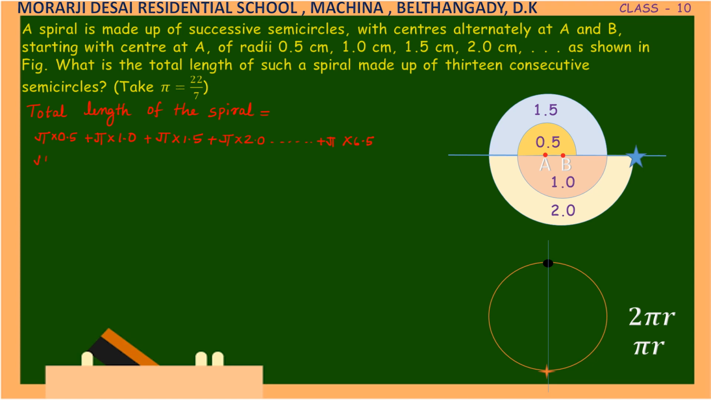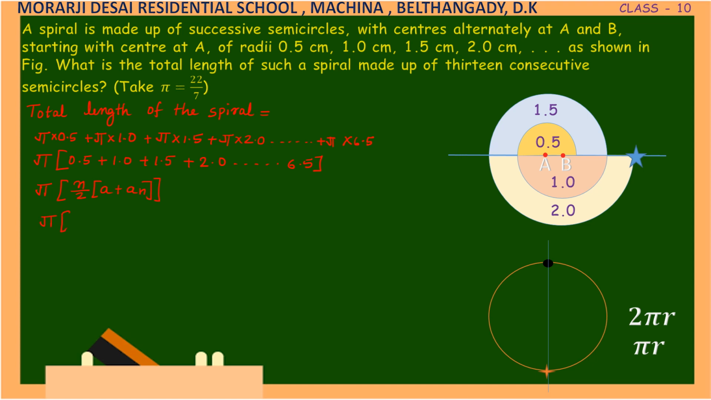Here pi is common in all the terms, so keep pi outside. Pi is common. So inside the bracket: 0.5, 1.0, 1.5, 2.0 and so on up to 6.5. Now look at the numbers inside the bracket, 0.5, 1, 1.5. This is an AP because the common difference is 0.5. Therefore, it is an AP. How to find the sum of the terms of an AP? That is n by 2 into a plus an. We have the nth term, that is the last term, 6.5. So we can use this formula.